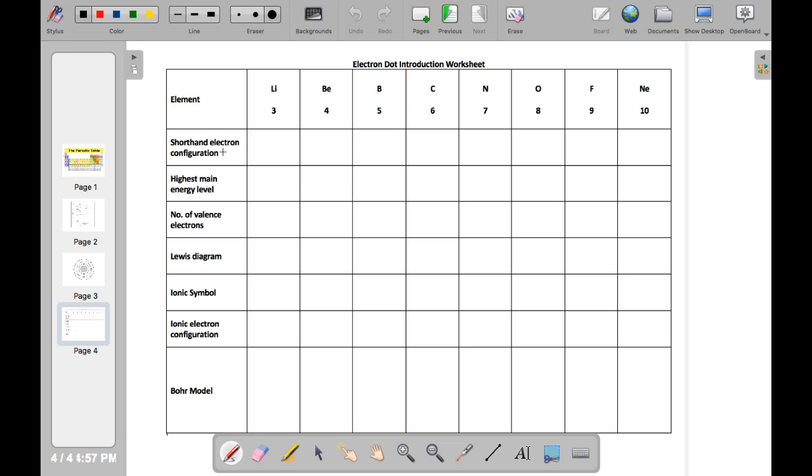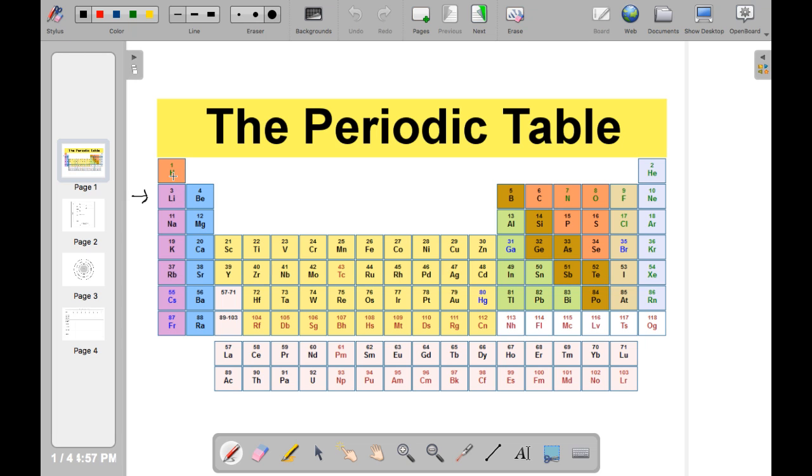Okay, so we need to do a shorthand electron configuration of these elements. What does that mean? Well, let's go back and do an electron configuration. Now remember, up here, there's one energy level. So you would have 1s1 for hydrogen, or 1s2 for helium. In essence, what you're saying is there's one energy level. There's really just this one subshell, and you can have one orbital which will hold two electrons.